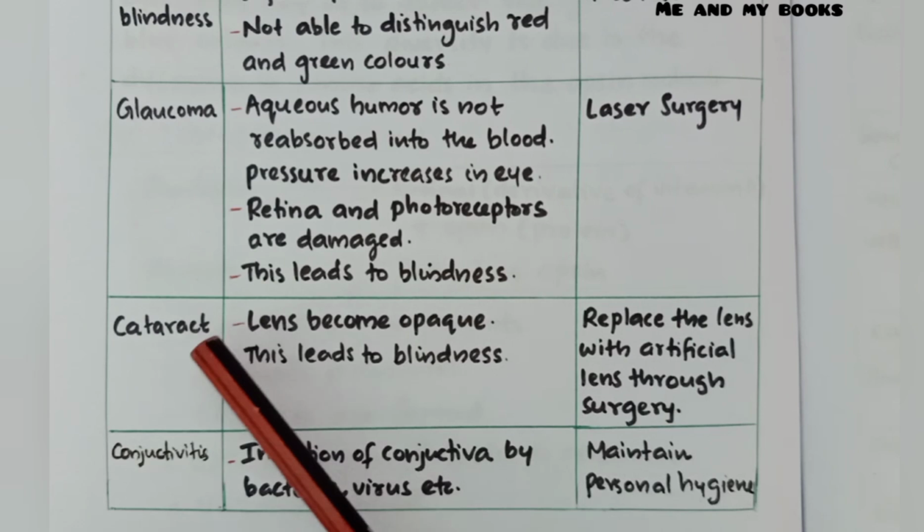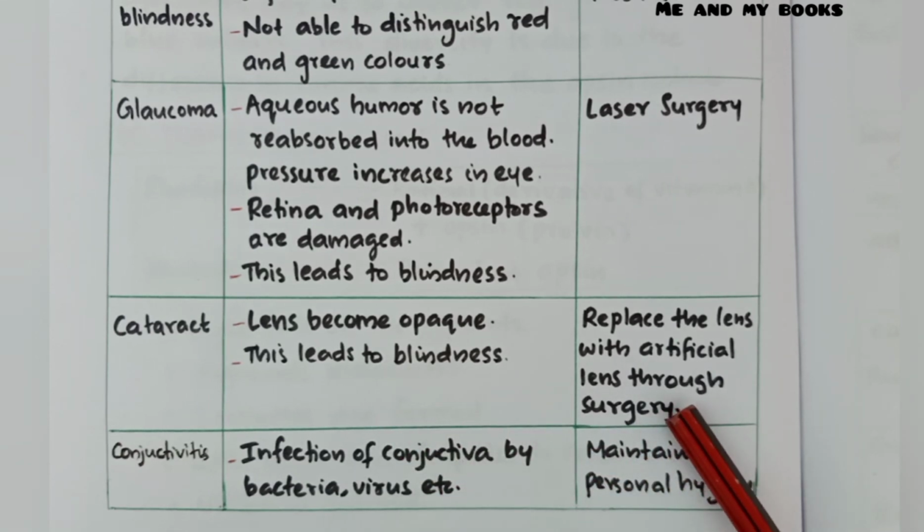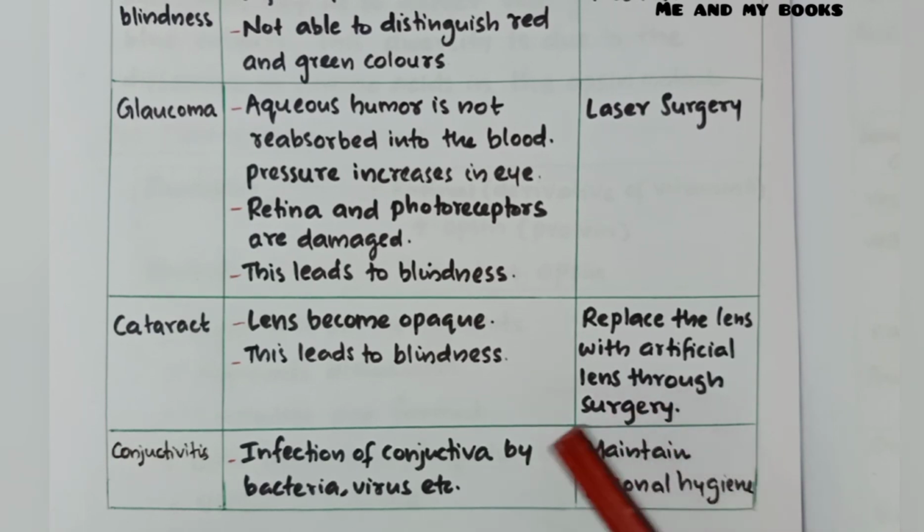Next disease, cataract. Here lens becomes opaque. Normal property of our lens is transparent, but here lens becomes opaque. This leads to blindness. And what is the remedy? Replace the lens with artificial lens through surgery. So lens should be replaced with artificial lens through surgery.